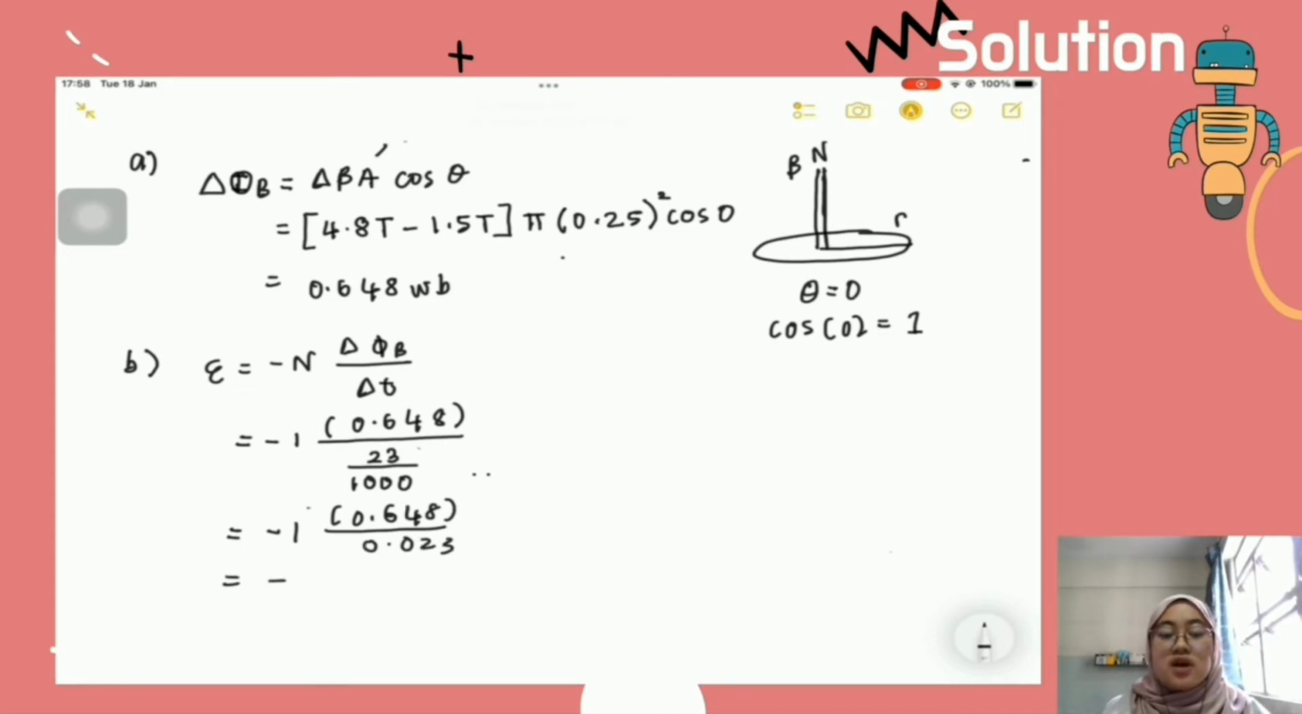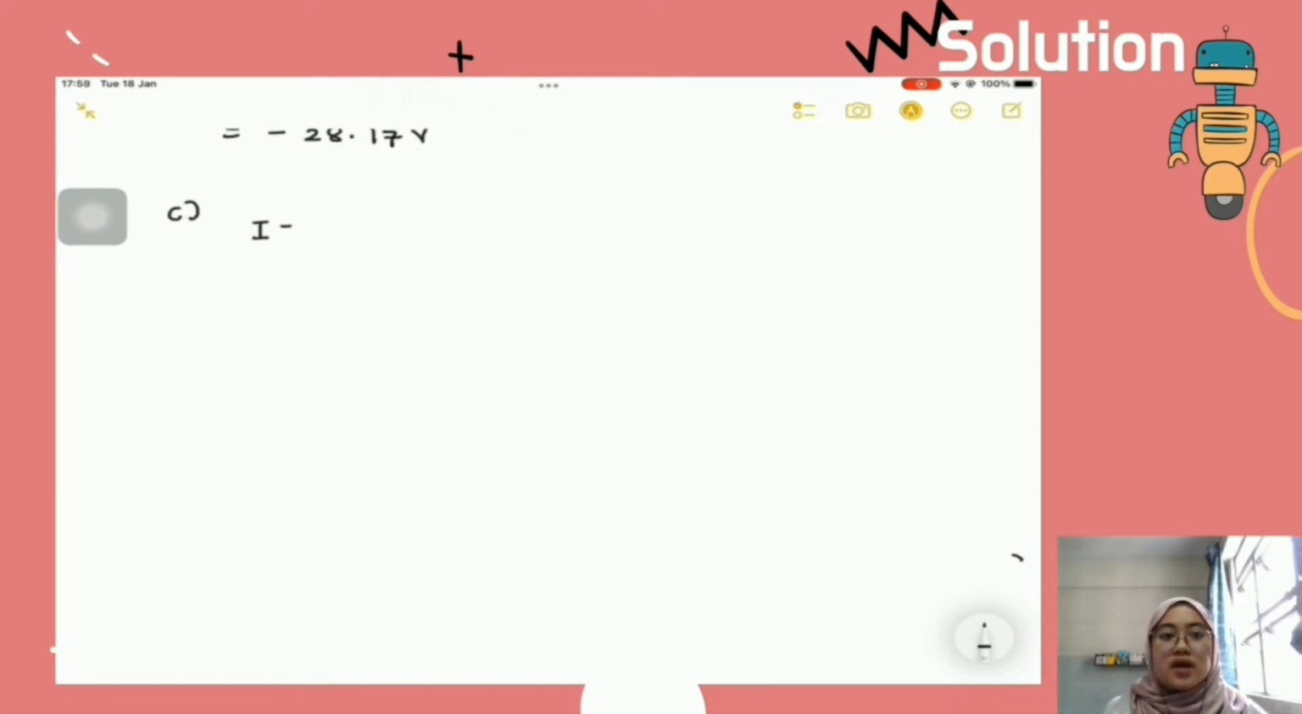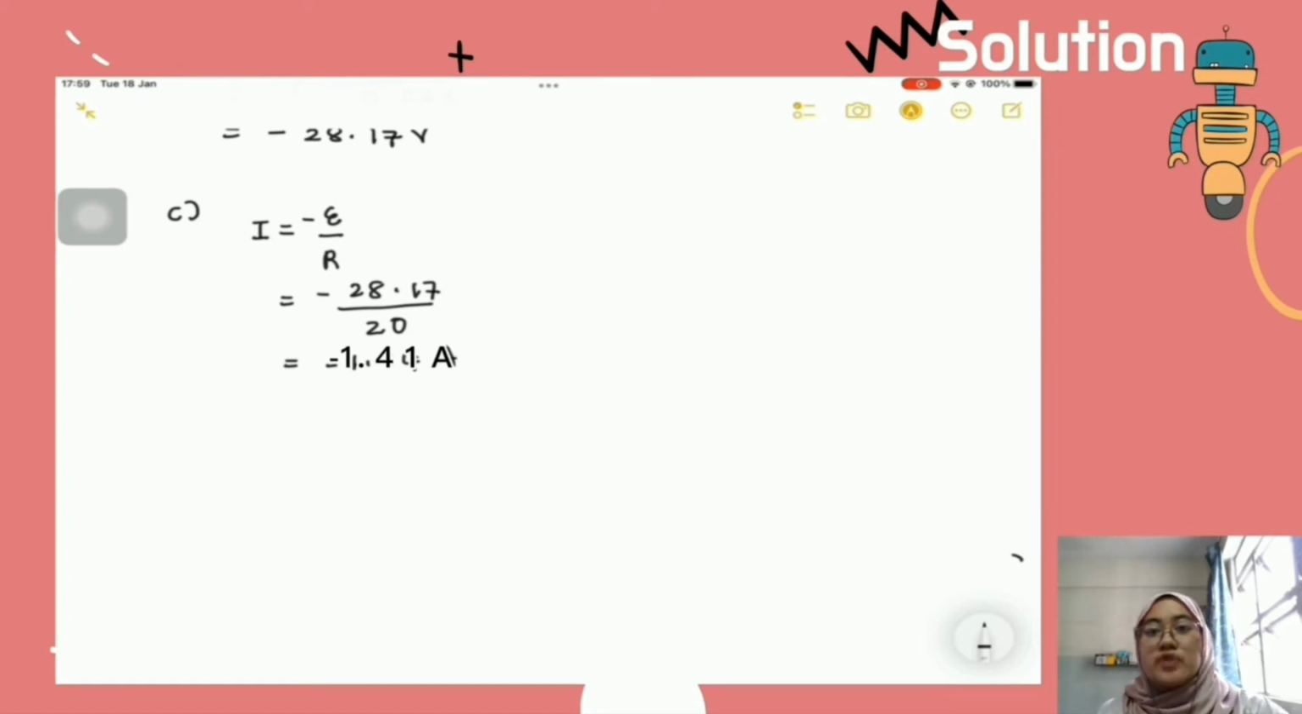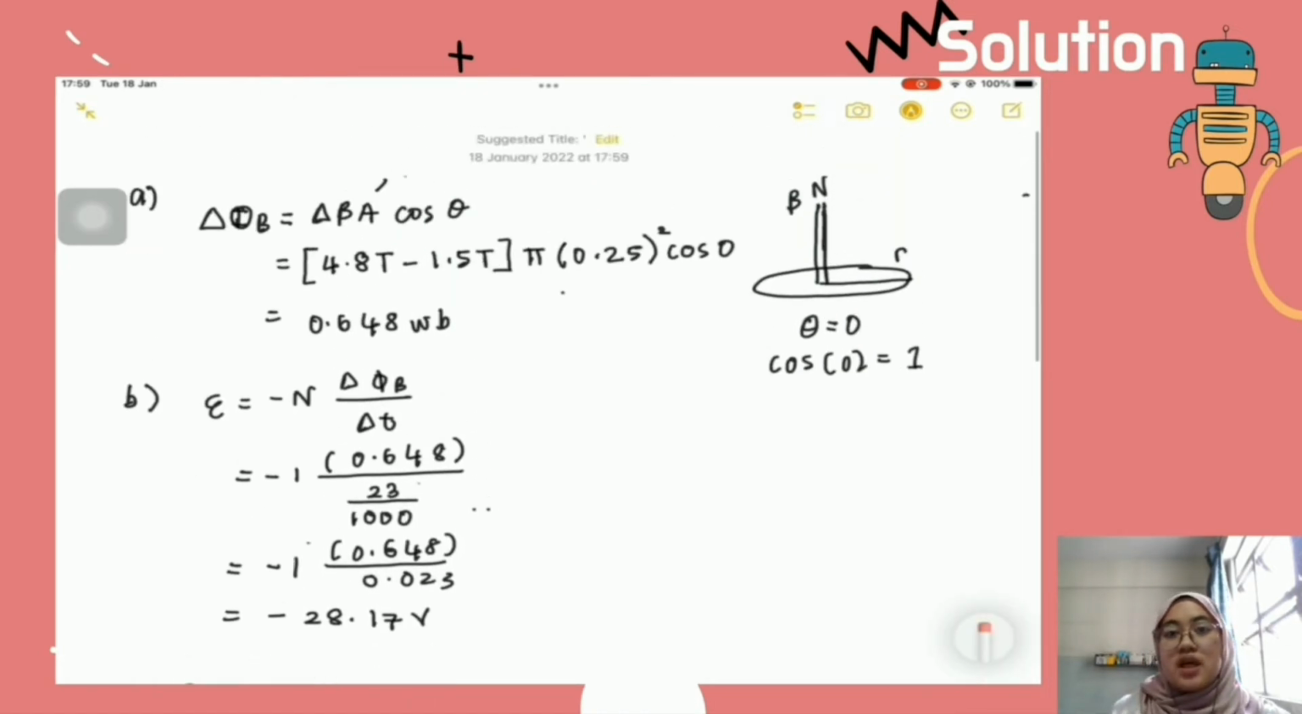And last but not least, we can calculate the current, which is the induced EMF divided by resistance. We just fill in the data that we got before. Negative 28.17 volts divided by 20 ohms, and we will get the answer negative 1.41 amperes. So that's all. I really hope you understand how to implement and solve the question by using the formula given.